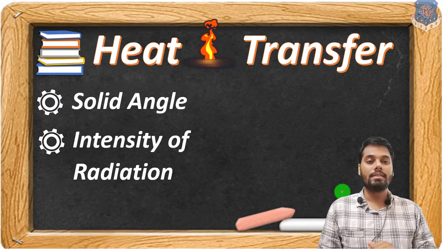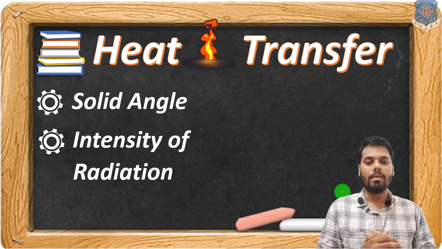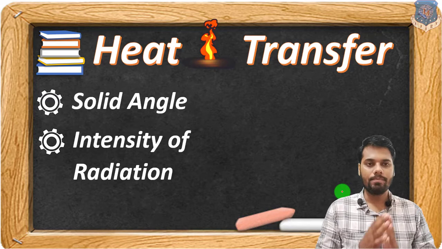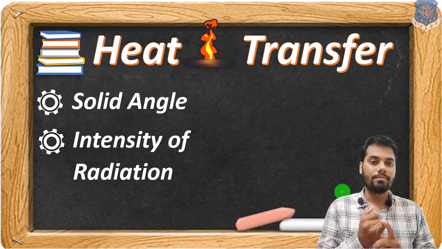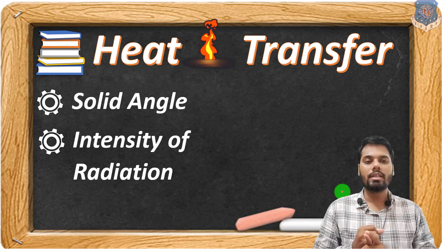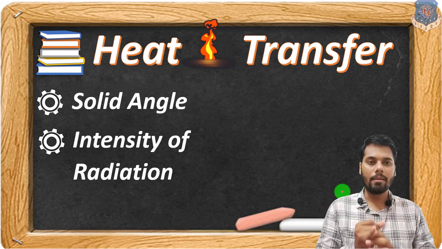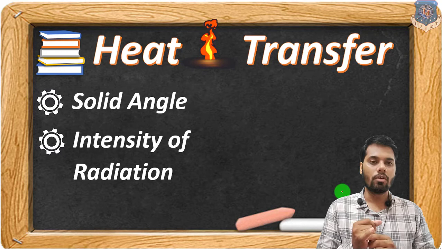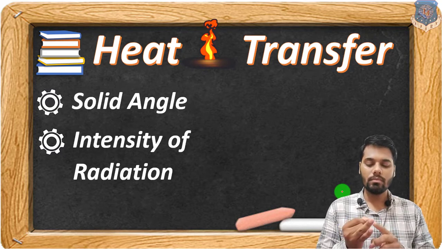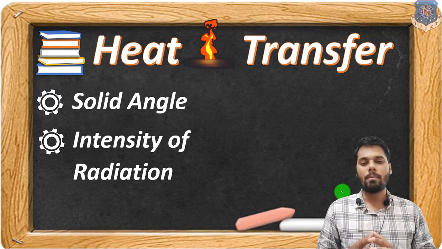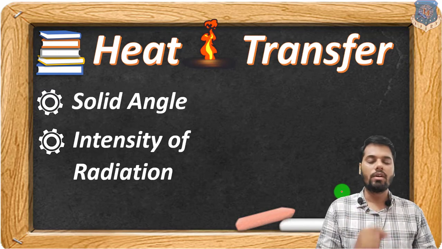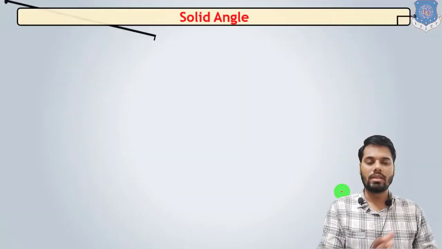In today's lecture, we are going to cover two topics: solid angle and intensity of radiation. In our previous lectures, we started the radiation mode of heat transfer. We have discussed black body radiation and different laws like Kirchhoff's law, Planck's law, Wien's displacement law, and Lambert's cosine law. So let's start with the first slide and understand what a solid angle is.